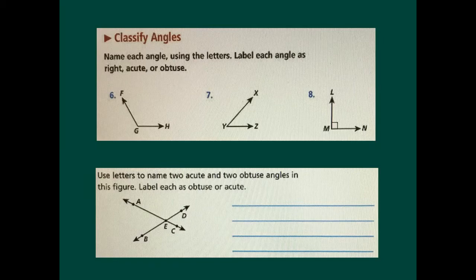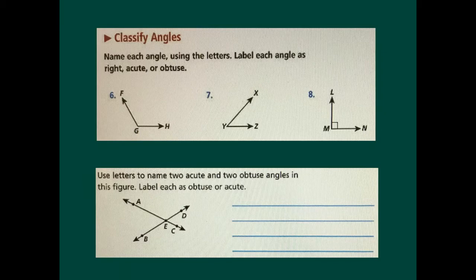Okay, so I have two jobs here. The first job that I have is to name each angle. Well, looking at the first one here, number 6, I see that I have an angle FGH. Remember that I could label this HGF, but I could never put the G anywhere else but in the middle because that is the vertex.